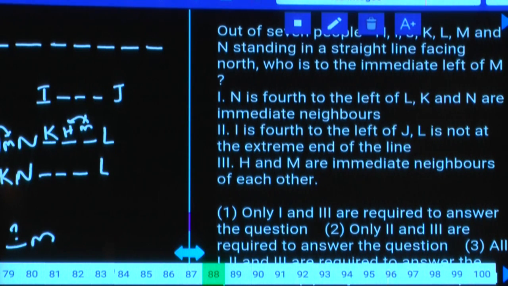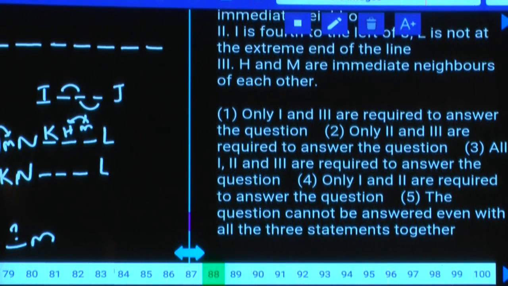And 3 is H and M are immediate neighbors. Again, H and M are immediate neighbors, so I can write H and M like this, or H and M like this, or on the left hand side of I, or right hand side of J. Hence we are having more than one possibility, and this is also ruled out. Then 1, 3 and 2, 3 were done. Now we are left with 1 and 2.